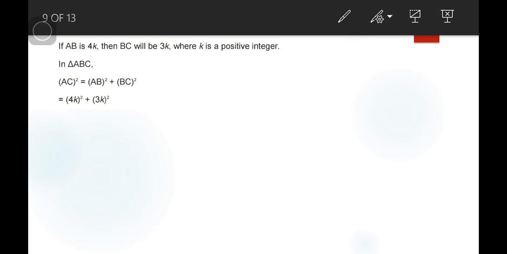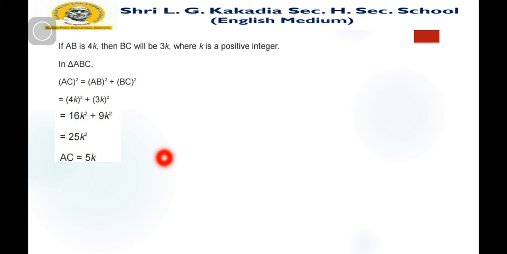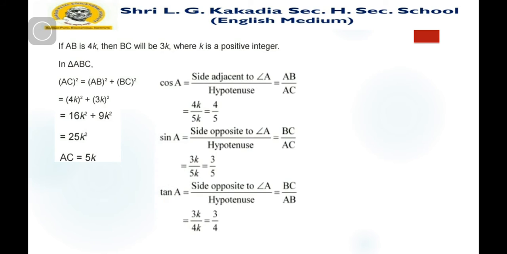So in that manner, it is equal to 16k square plus 9k square, which is equal to 25k square. Then AC is equal to 5k. So we have the hypotenuse also. So we can find the other values. cos A is the side adjacent to angle A upon hypotenuse, which is equal to AB upon AC, which is equal to 4k upon 5k, that is equal to 4 upon 5.